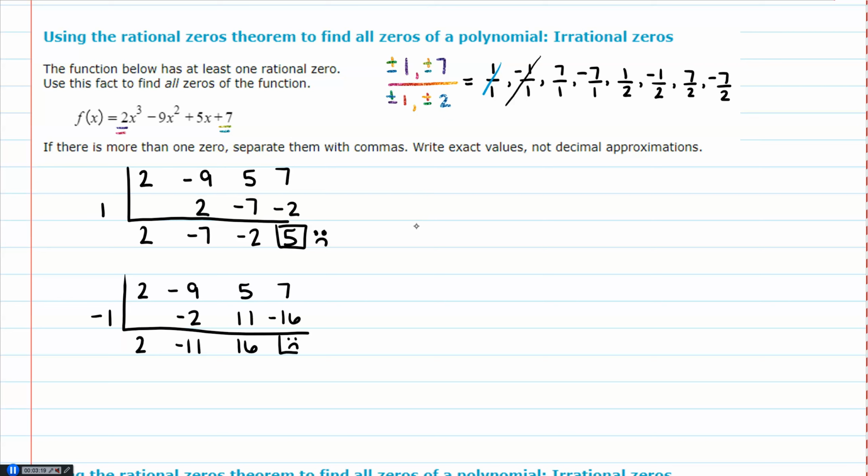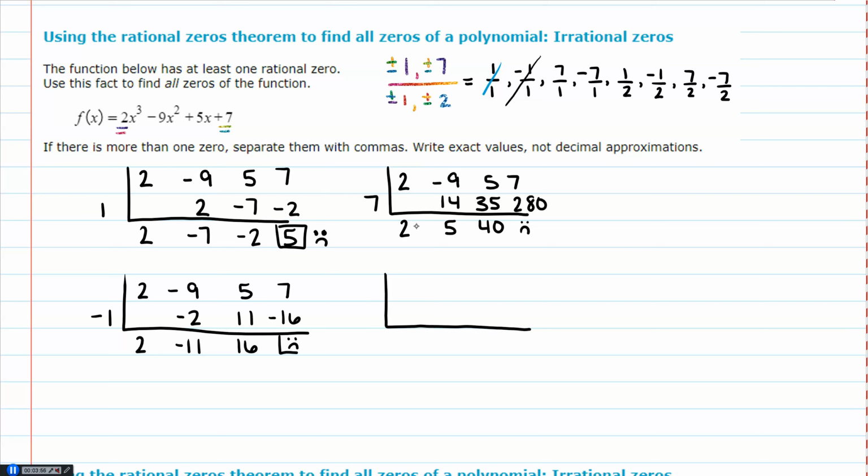Let's try 7. So I've got 2, negative 9, 5, 7, and I'm going to try dividing by 7. So 2 comes down. 2 times 7 is 14. Negative 9 and 14 makes 5. 7 times 5 is 35, and I can tell that this is not going to work, right? Because now I'm timesing 7 by 40, that's 280, and when I add down, it's definitely not 0. I feel like negative 7 is not going to work. I mean, I could try it anyway. It's not like a long process.